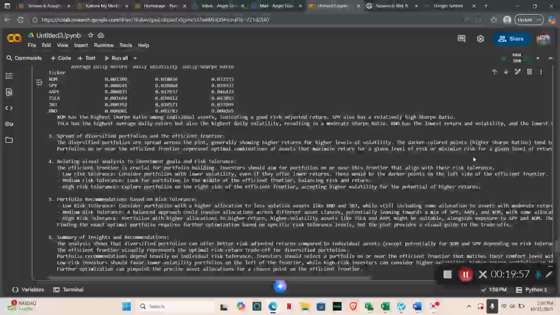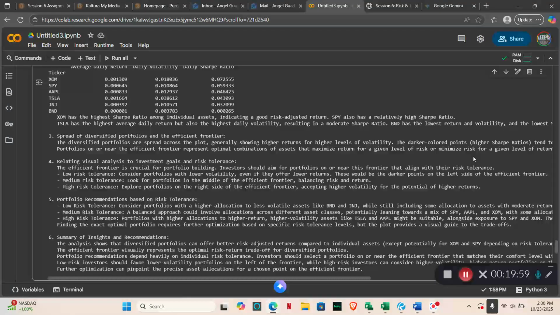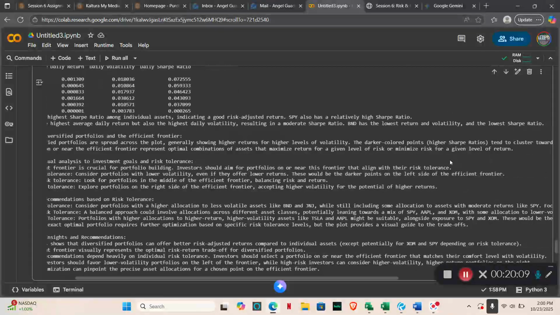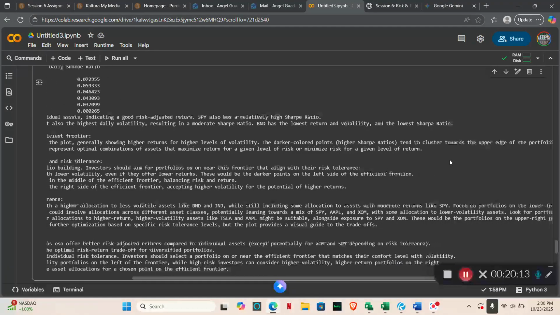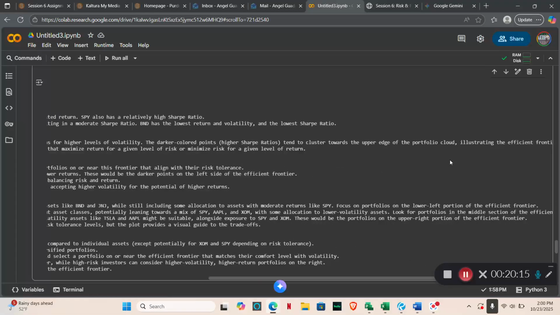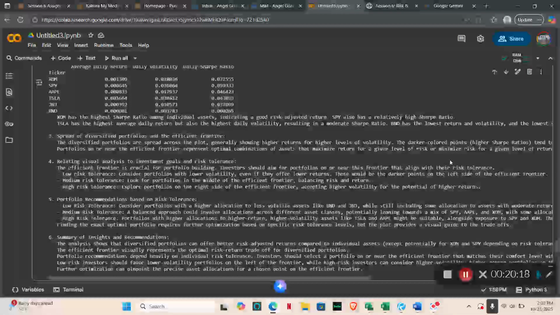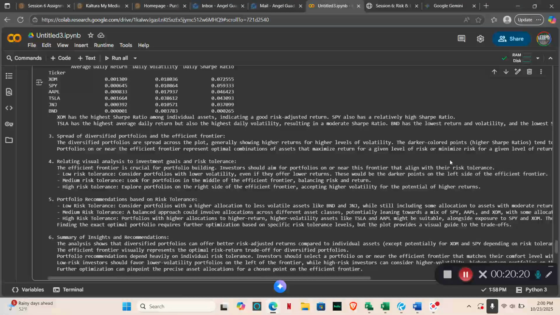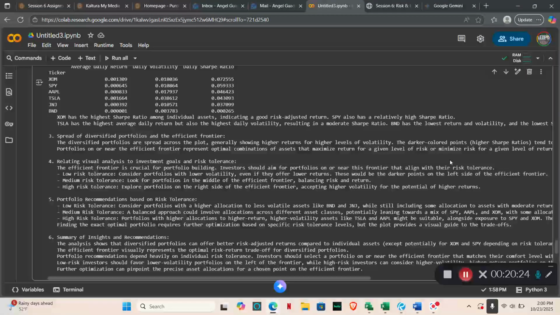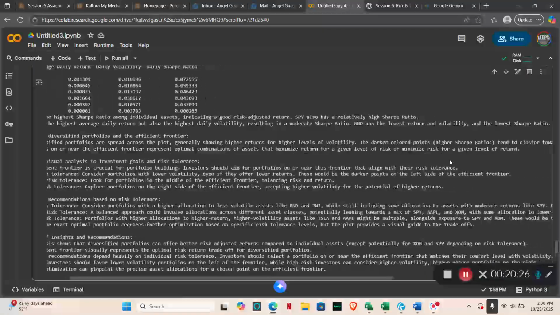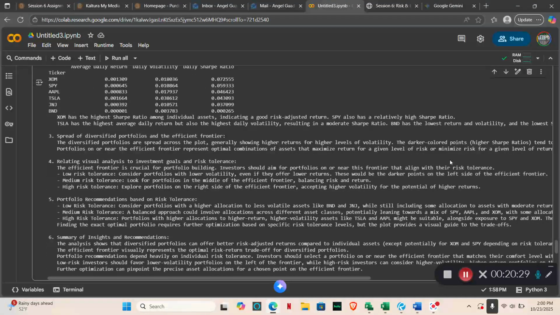Spread of diversified portfolios and the efficient frontier. Diversified portfolios are spread across the plot, generally showing higher returns for higher levels of volatility. The darker colored points for the higher Sharpe ratios tend to cluster towards the upper edge of the portfolio cloud, illustrating the efficient frontier. Portfolios on or near the efficient frontier represent optimal combinations of assets that maximize the return for a given level of risk or minimize risk for a given level of return.